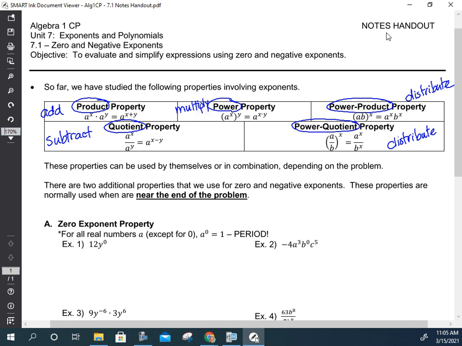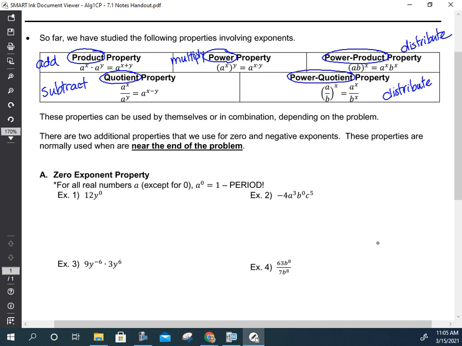So, those are the five that we've done. There are two other properties for the two types of numbers that we haven't touched yet. That would be 0 and negative exponents. Those are the only two numbers that we haven't really touched yet. So that's what we're going to focus on now. Now, the key thing to keep in mind, these properties are normally used near the end of the problem.